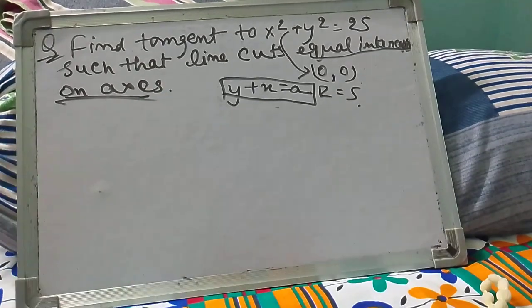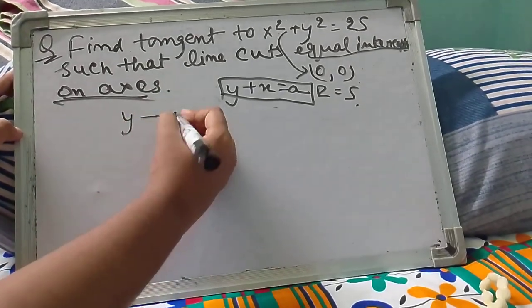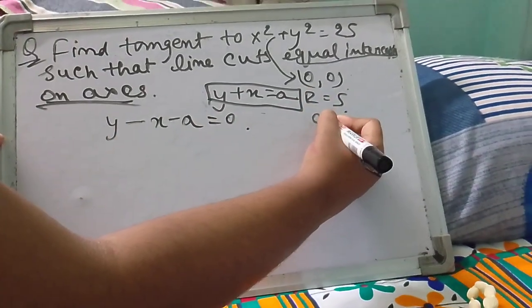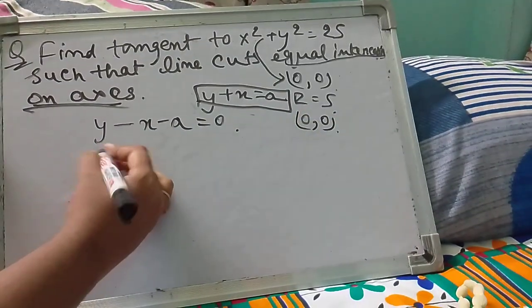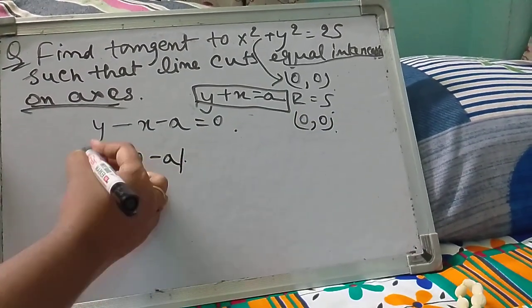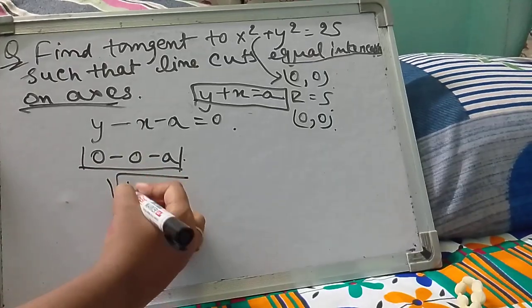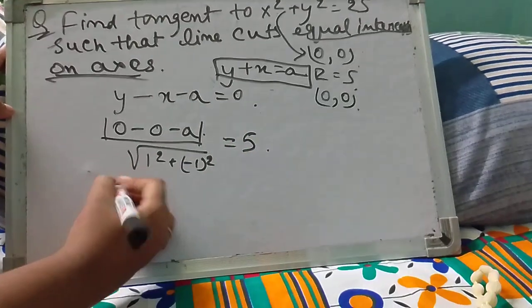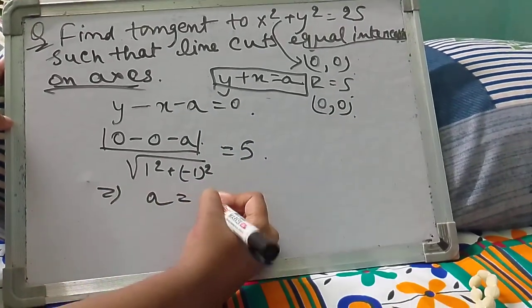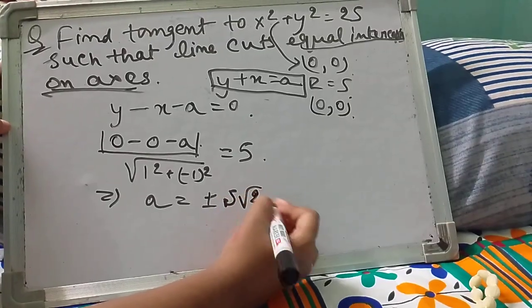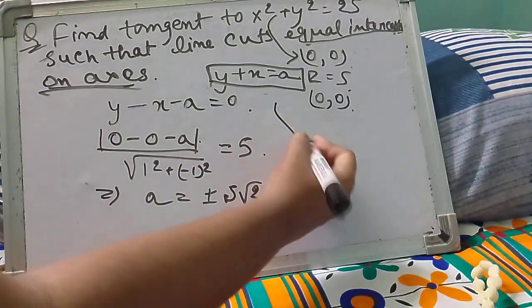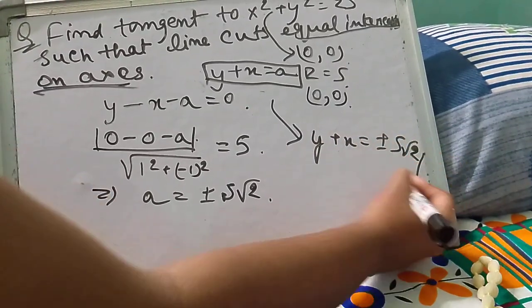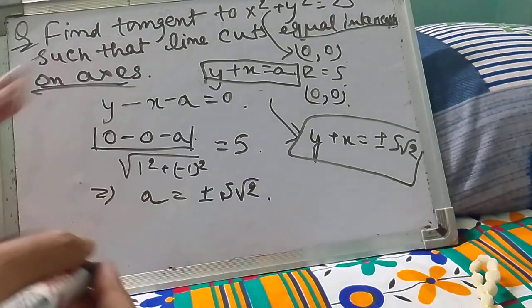It becomes y plus x minus a equals to 0. So the center was at 0 comma 0. So it becomes mod of 0 minus a over under root of 1 square plus minus 1 square equals to 5. So it becomes a equals to plus minus 5 root 2. So the equation will become y plus x equals to plus minus 5 root 2. This is the final equation.